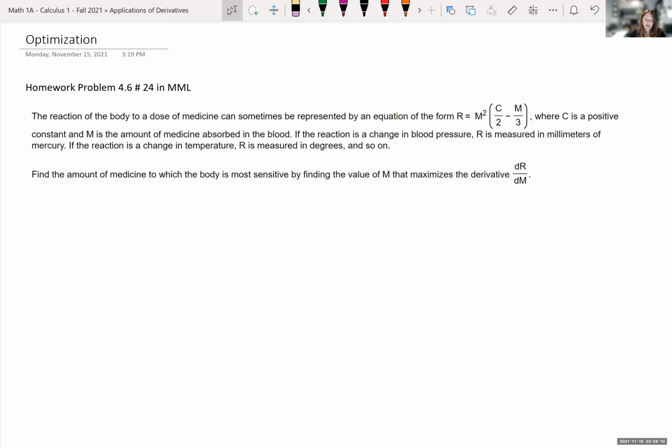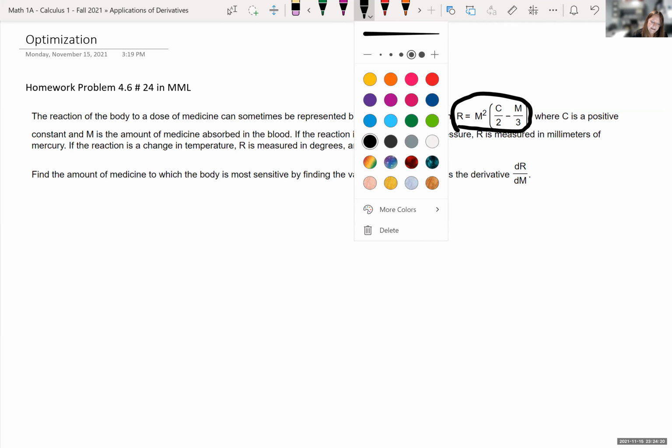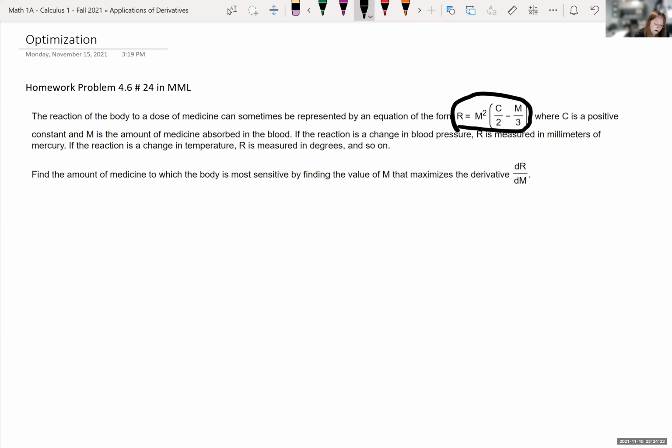The first thing I would probably do is take my equation for R and rewrite it. Let's distribute that m squared. Doing that, we get R is equal to Cm squared over 2 minus m cubed over 3. I just distributed my m squared inside my parentheses, which will make it a little bit easier to take the derivative. That way I don't have to use the product rule. Remember that C is just some constant.